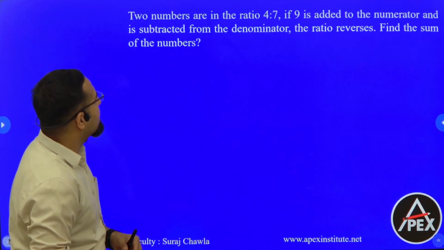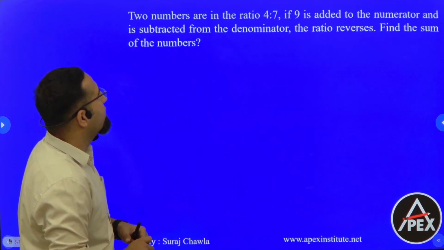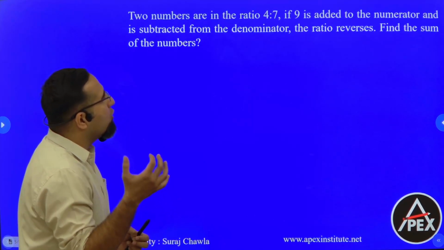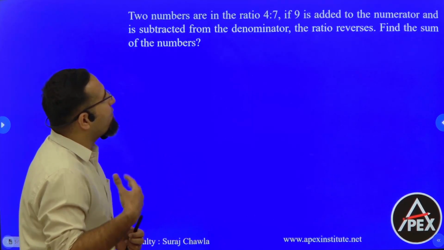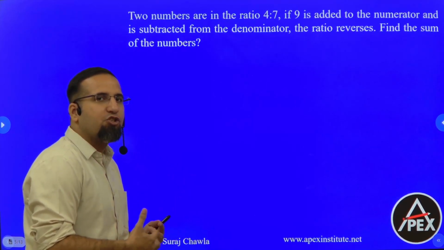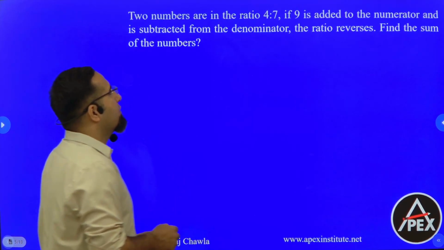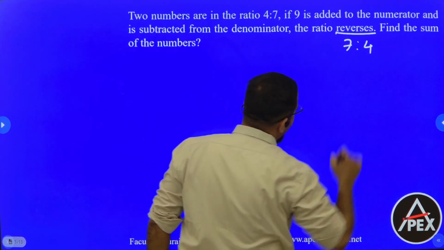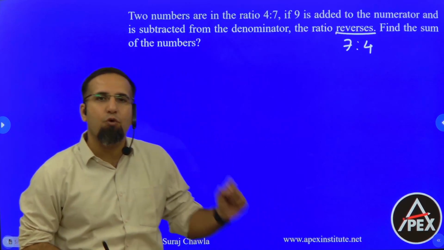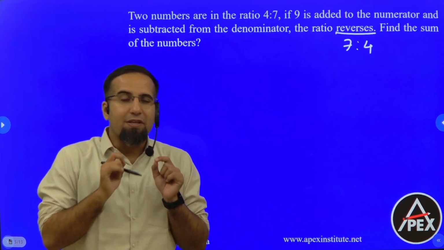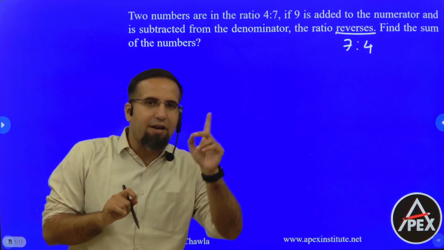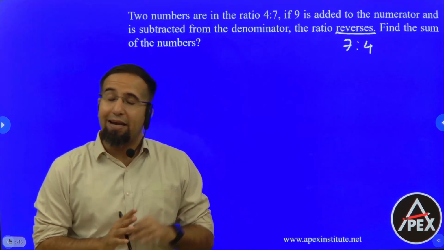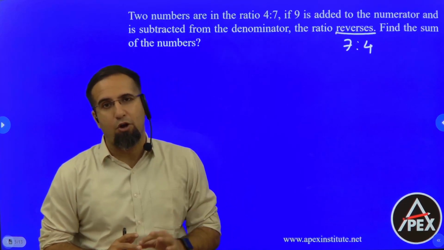Now, the question says two numbers are in the ratio of 4:7. If 9 is added to the numerator and subtracted from the denominator, the ratio reverses. Which means the ratio now becomes 7:4. Now again I'll ask you the same question, guys. 7:4 किसका ratio है? 7:4 is the ratio after 9 is added to the numerator and subtracted from the denominator.